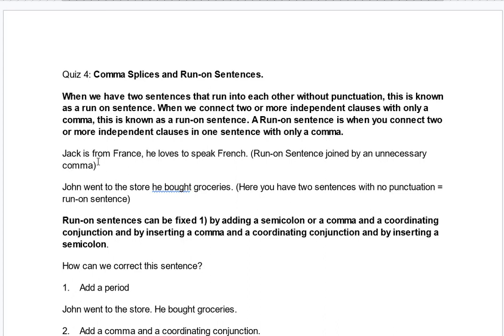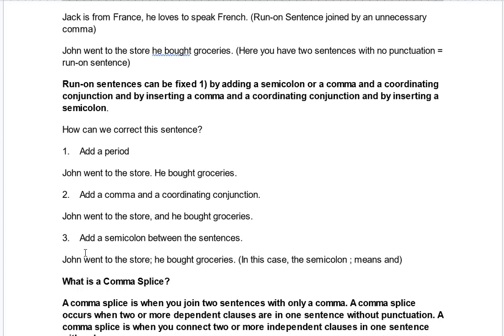Jack is from France, He loves to speak French. So here you have an unnecessary comma. That's known as a comma splice. John went to the store He bought groceries. So there's no period over here. That's known as both a run-on sentence and as a fused sentence. Run-on sentences can be fixed by adding a semicolon, or a comma and a coordinating conjunction, or by inserting a period.